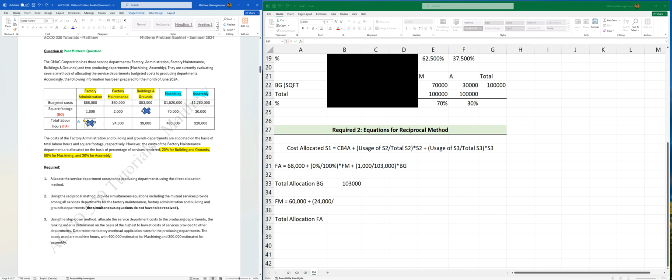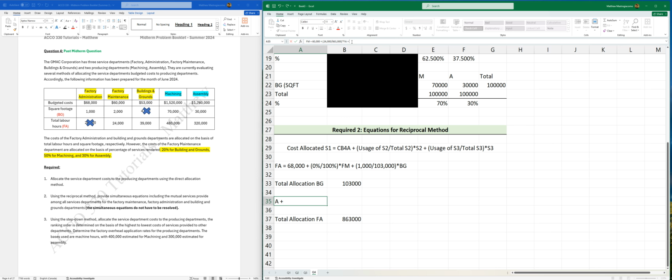Now we ignore the self-allocation, we always do. Now we have 24,000 hours for factory maintenance, then 39,000 hours go towards building and grounds, then 480,000 goes towards machining. And last but not least, the 320,000 goes to assembly. So we add this all up. Our total allocation is 863. So 24,000 over 863,000. Then we take this total amount and multiply by factory admin. So maintenance is 60,000 cost before allocation. Then they're going to use 24,000 of the 863 of the factory admin cost.